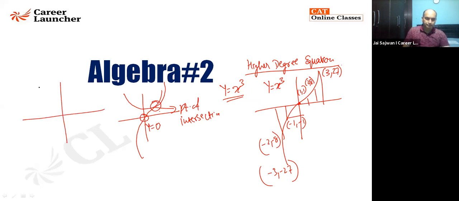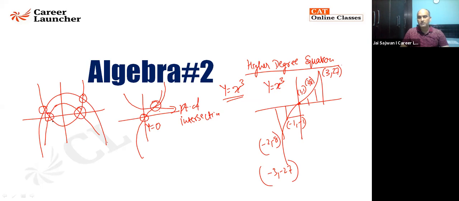For example, you have two parabolas, one like this and the second like this. These are the two points of intersection, but are they roots? No, they are not the roots. But if this curve is intersecting like this, then these two are not only points of intersection, they are also roots because y comes out to be 0. I hope it is clear.